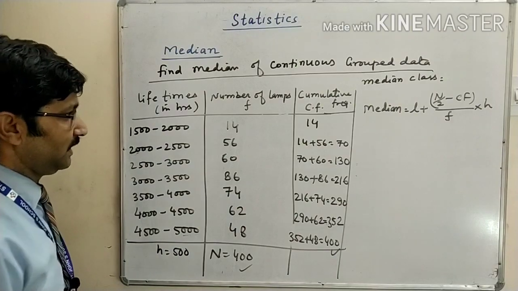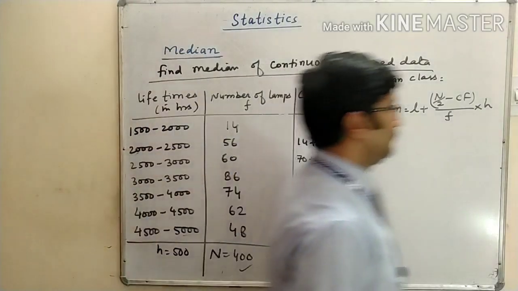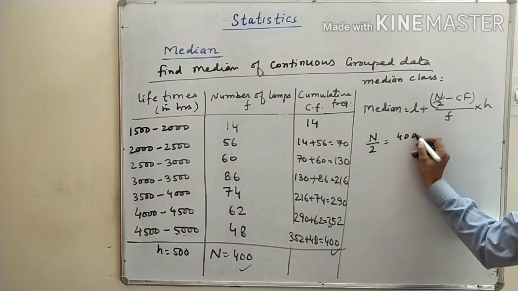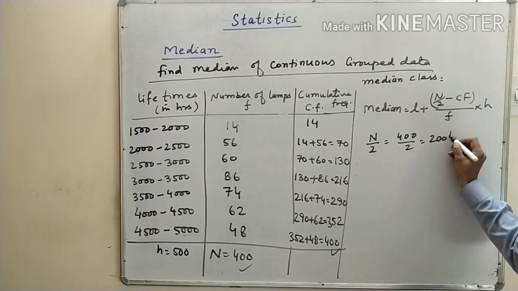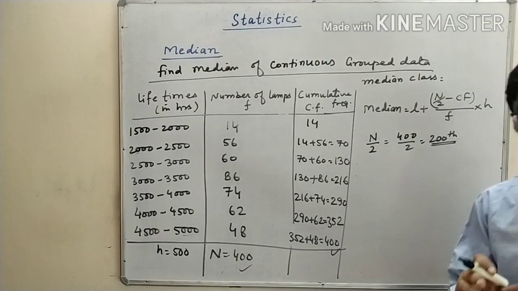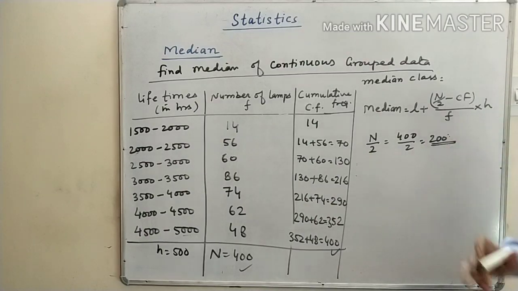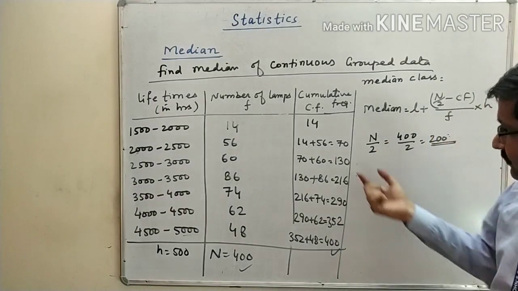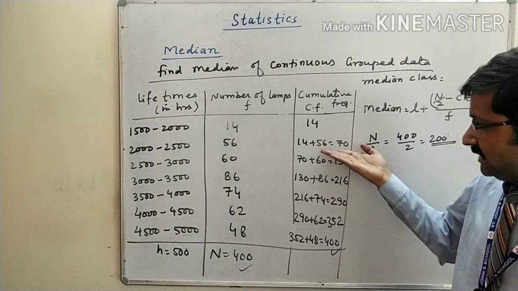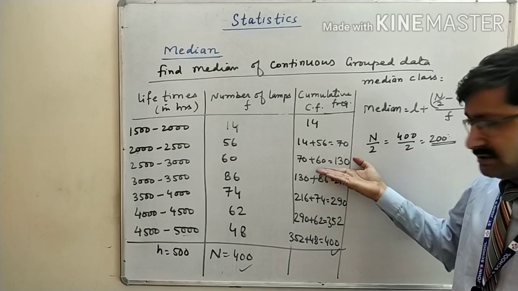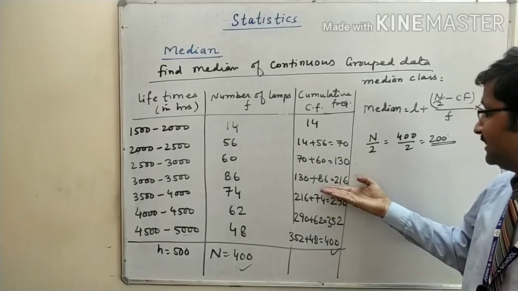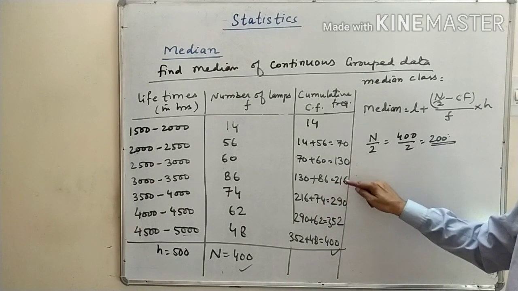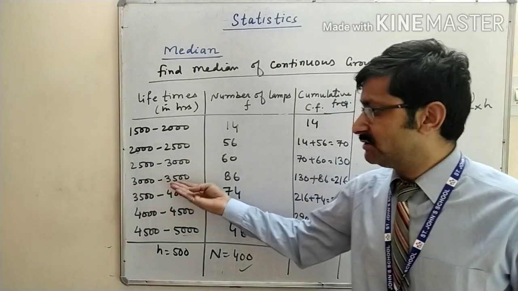Now you have to find n by 2. n by 2 is 400 upon 2, that is 200. It means you have to find which class contains the 200th observation. Look here, up to here is 14, up to here is 70, next up to here is 130, up to here is 216. So after 130, the 131st to 216th observations are in 3000 to 3500.